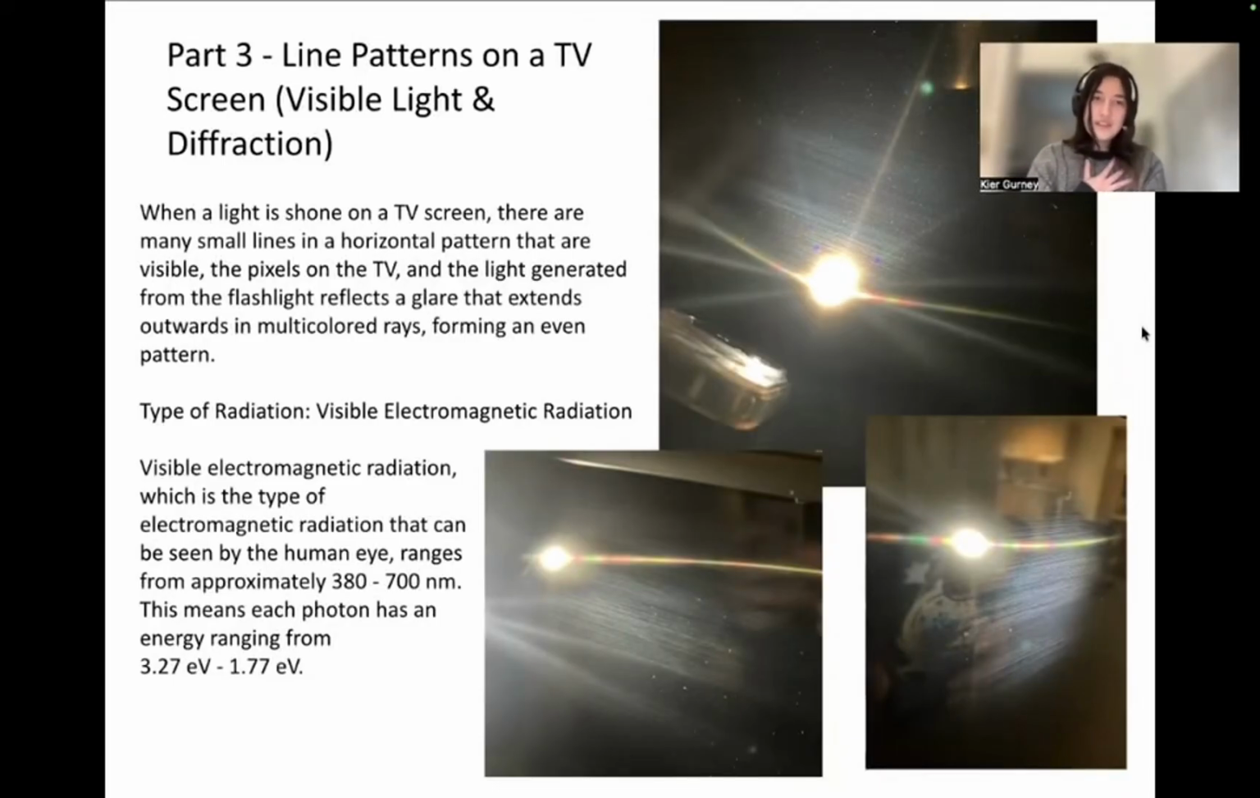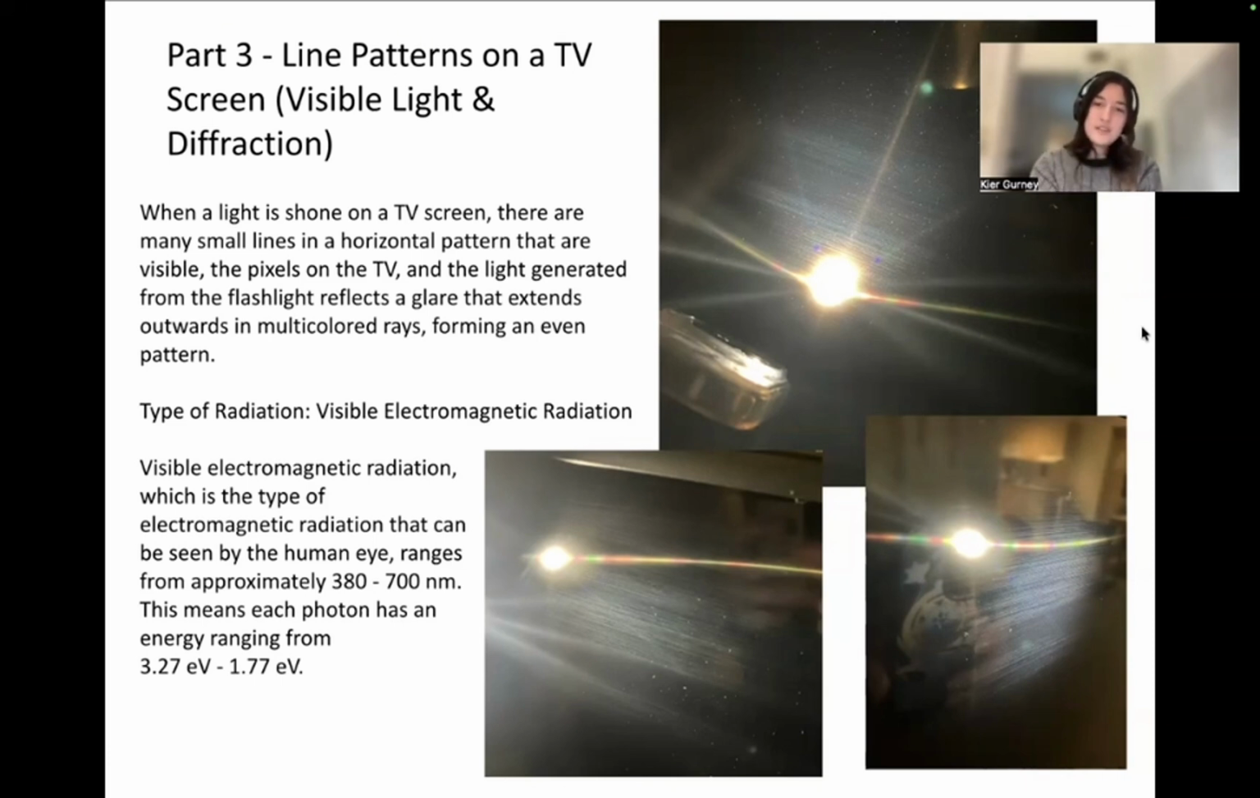My name is Kier Gurney, and the section that I focused on is line patterns on a TV screen, which is visible light and diffraction. When a light is shown on a TV screen, there are many small lines in a horizontal pattern that are visible, which are the pixels on the TV, and the light generated from the flashlight reflects a glare that extends outwards into multicolored rays, forming an even pattern.